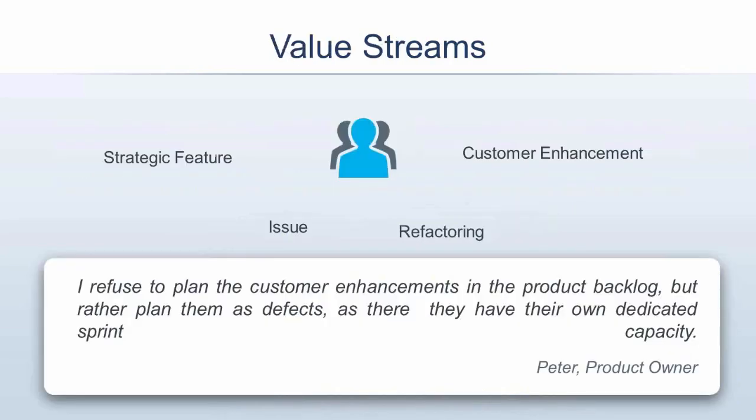So far, fine. But as we start speaking with the actual users, you will hear stories like the one from our customer. He's a product owner, and I'll call him Peter. So he said, I refuse to plan the customer enhancements in the product backlog, but rather plan them as defects, as they have their own dedicated sprint capacity.